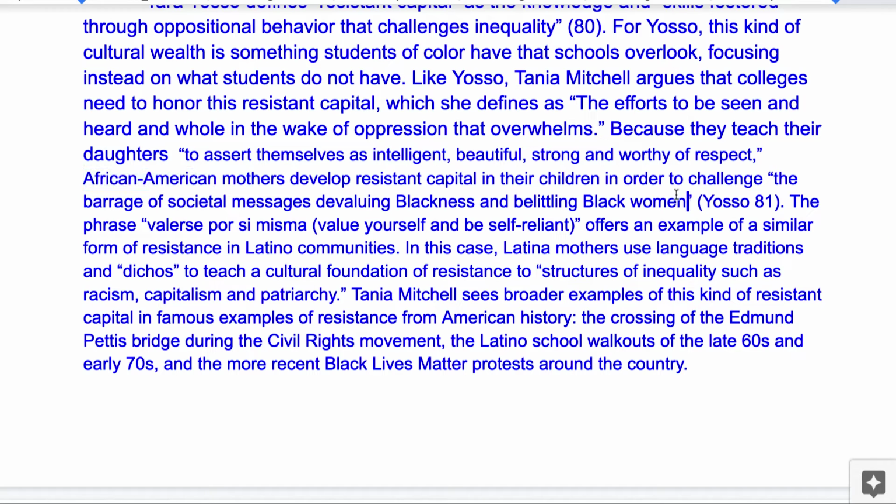Here, because we have not mentioned the writer, and it would be unclear to the reader whether we're talking about Mitchell or Yosso, we put Yosso in the citation with a page number, parentheses, and the period is outside the quotations. The next sentence gives us another interesting example using a Spanish language quote that points us to Latino and Latina families and communities and how this idea of resisting capital is important there.